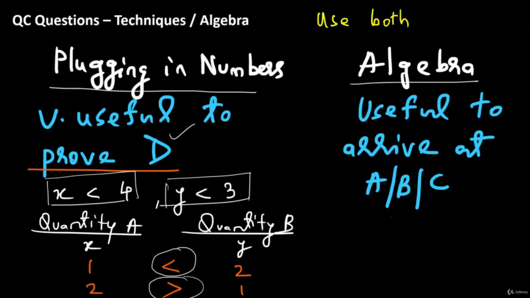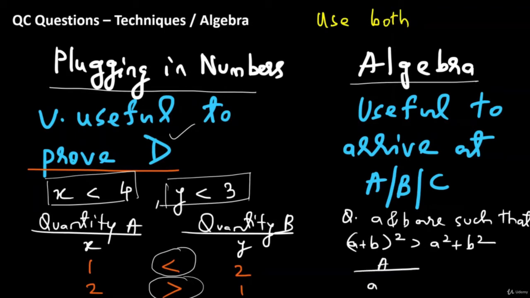Alright, so over here I have a sample question. A and B are such that (A plus B) the whole square is greater than A square plus B square. Now quantity A is A into B and quantity B is 0. Now we need to find out which of these two quantities is greater, or whether at all we can find the relationship. Now if you employ plugging in numbers to find the relationship, you would have to try different combinations, right? Now because we know the identity of (A plus B) the whole square, it's very useful to use algebra over here. Now (A plus B) the whole square is A square plus 2AB plus B square.